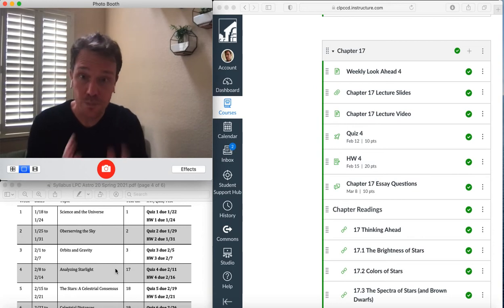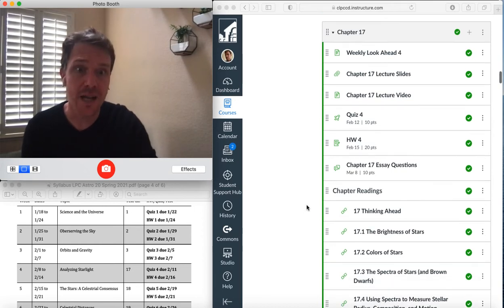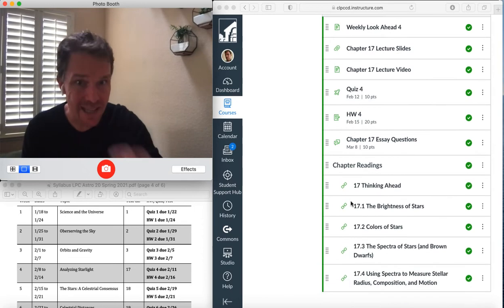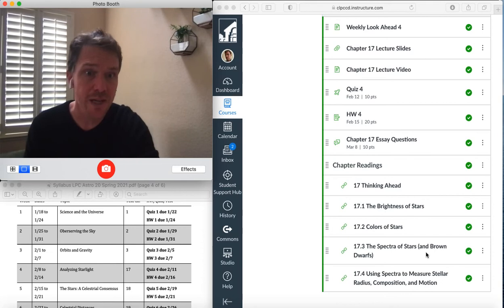So, we're jumping ahead to chapter 17, and this chapter is about analyzing starlight. There are a few parts of this chapter, which I will, of course, discuss in the lecture video, which you can already watch. Those sections are described here: the brightness of stars, the colors of stars, the spectra of stars, and then using the spectra to measure motion.